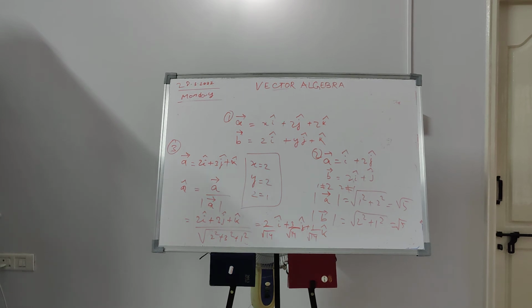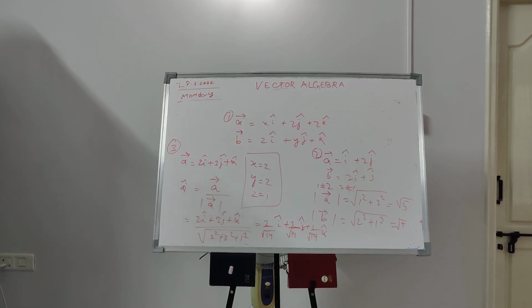Another numerical is there: find a vector in the direction of this vector that has magnitude 7 units. So you want a vector with a magnitude of 7 units and in a particular direction.